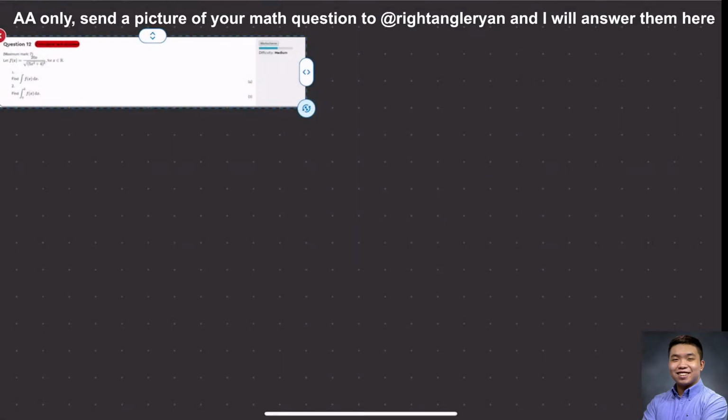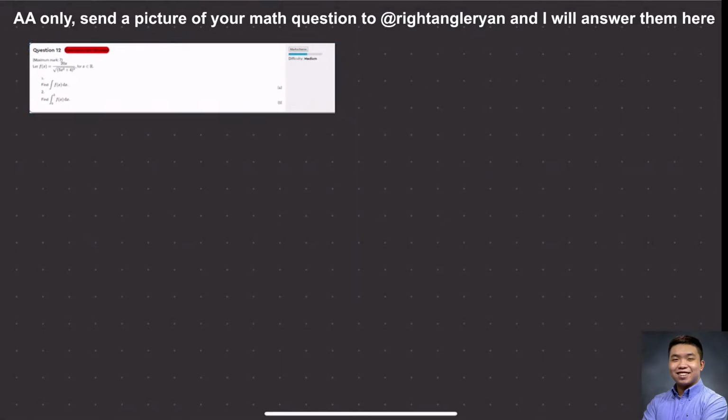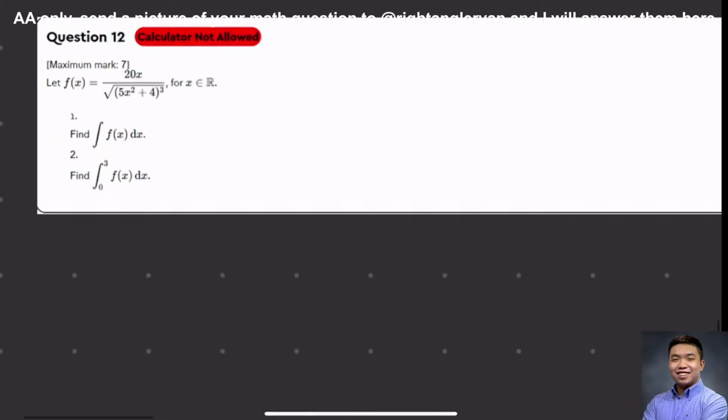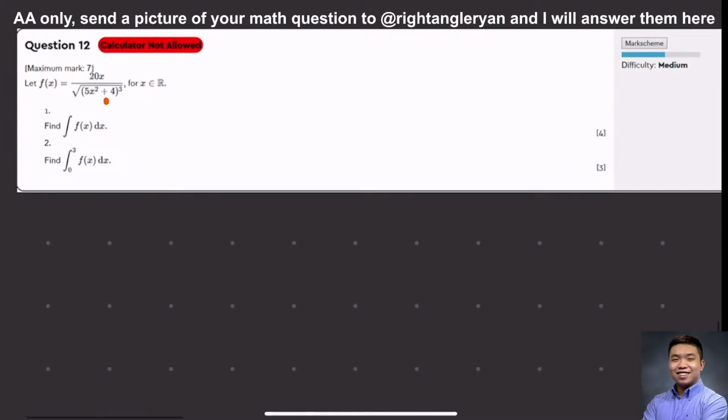Next question. Next question is this, okay? So, what are we doing here? Oh, simple. Find the integration, right? So here, obviously, you already know it instantly is u substitution. We need to do some u substitution, right?